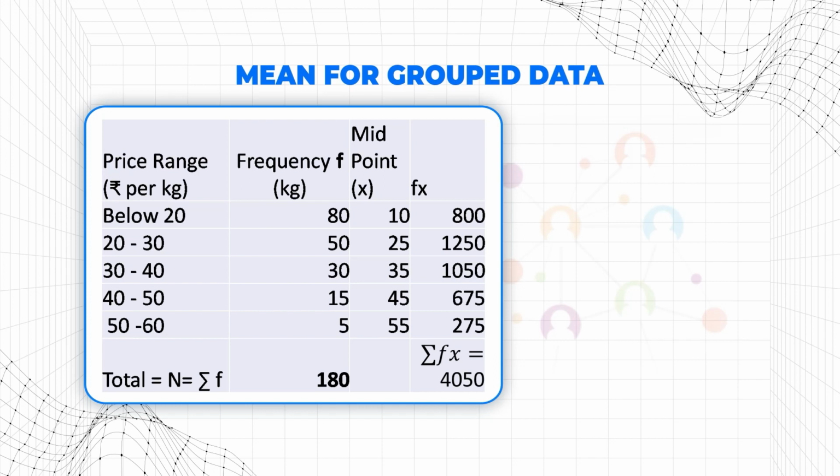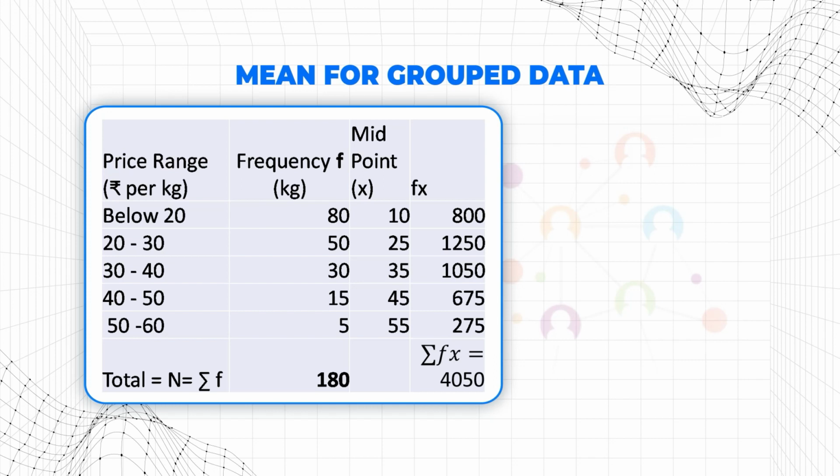In the second column, frequencies in kgs sold are given, and in the third column, the midpoints of the range are given, and in the last column, the fx is given. That means frequency multiplied by the midpoints. So the frequency for below 20 was 80, 20 to 30, 50, 30 to 40, 30, 40 to 50, 15, 50 to 60, 5. So here we can calculate the midpoints.